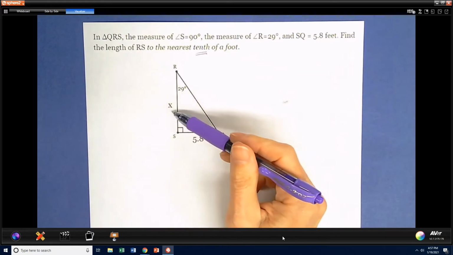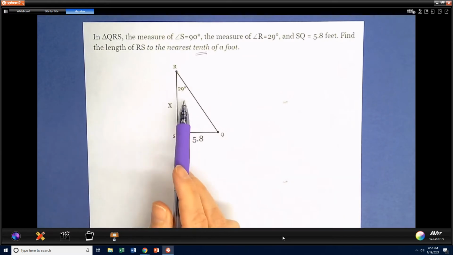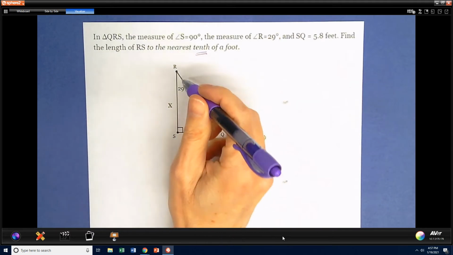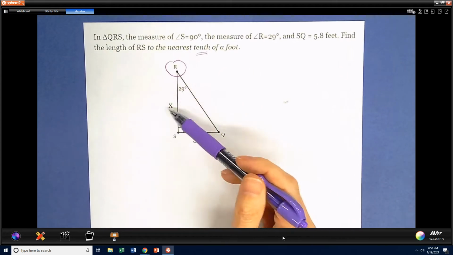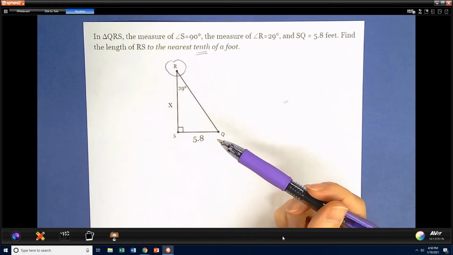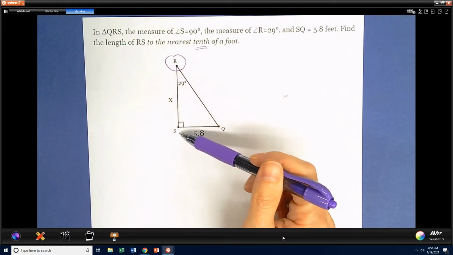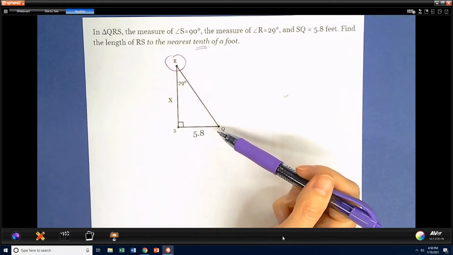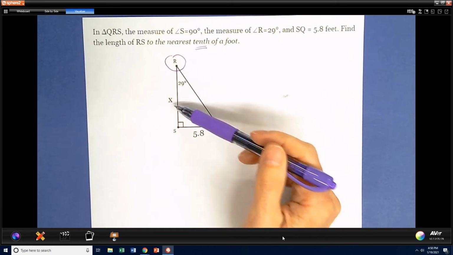So we need to find this side. I have these two sides and this angle. Since I know that acute angle, it's going to be my reference angle. Looking at that angle, I want to determine the positions of these two sides. X is adjacent to angle R. This side is opposite angle R. Neither is a hypotenuse, so I'm not going to use a trig function that involves hypotenuse. I'm going to use the opposite and the adjacent.